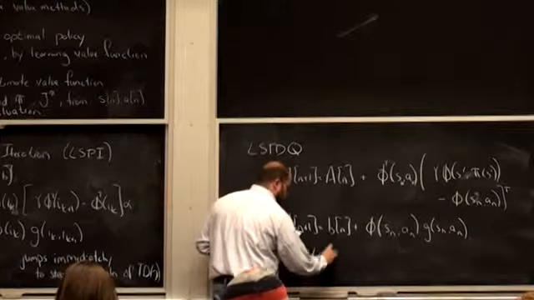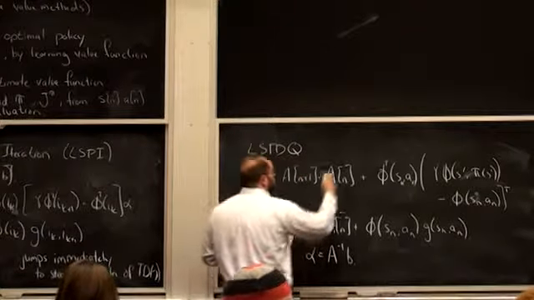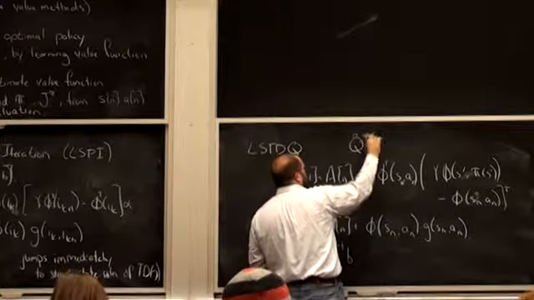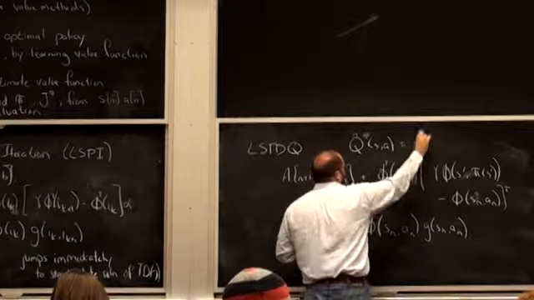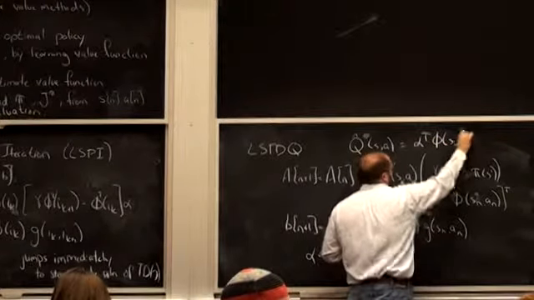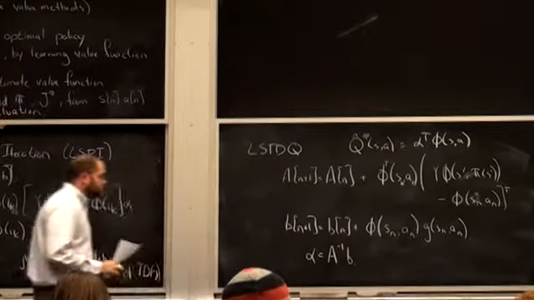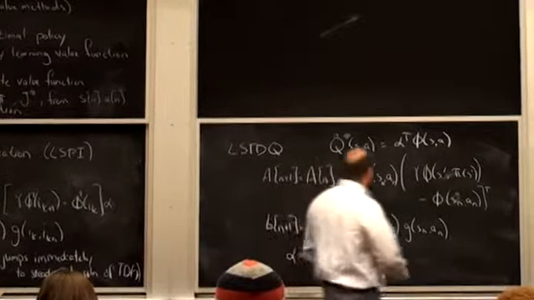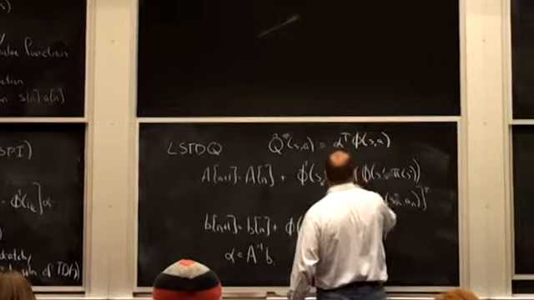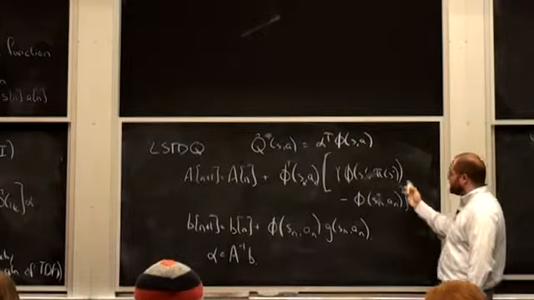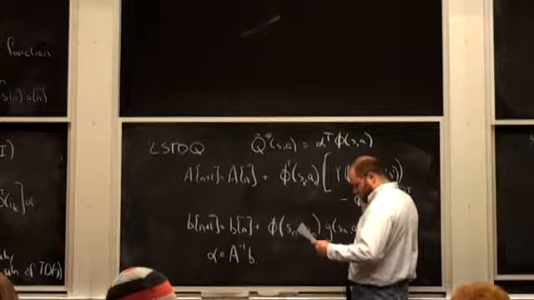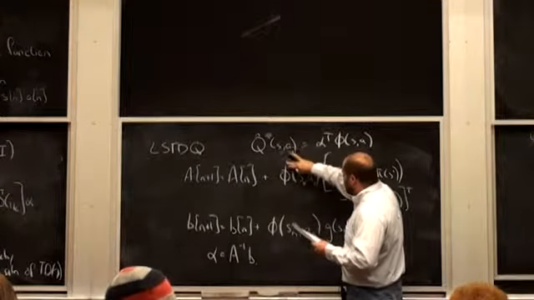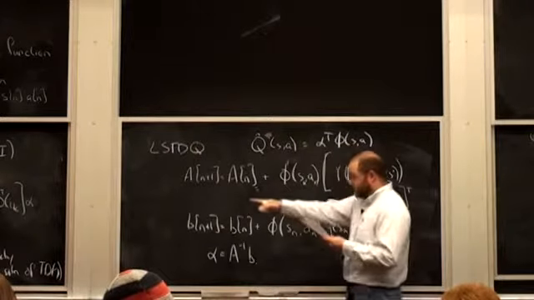Alpha is A inverse B. This whole time we're representing our Q function, our Q hat of s, a, as a linear combination of nonlinear basis functions on s and a. You're saying one of these shouldn't be transposed? Yeah, good. You're right. I wrote this whole update as the transpose of what I just wrote over here.